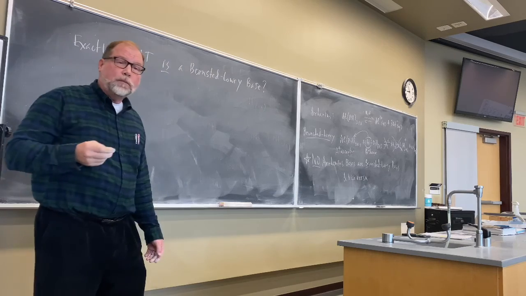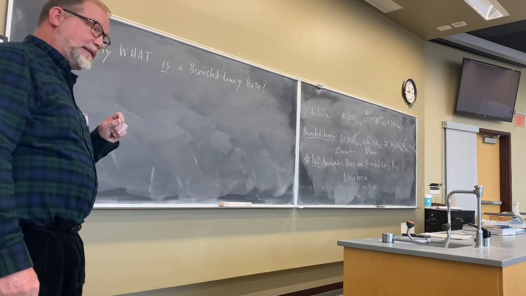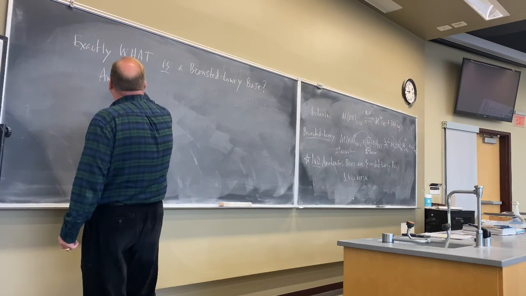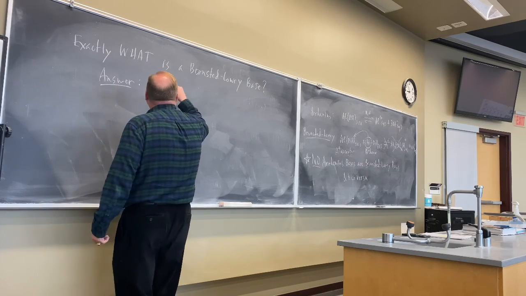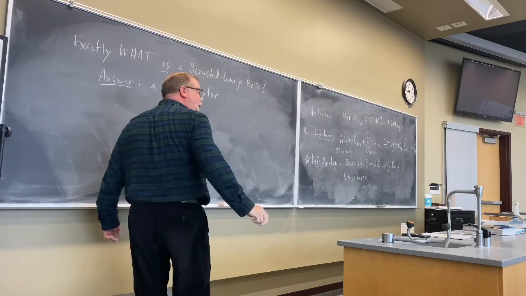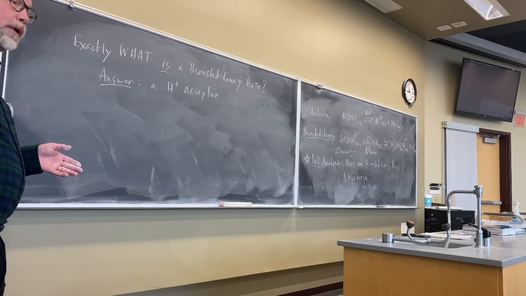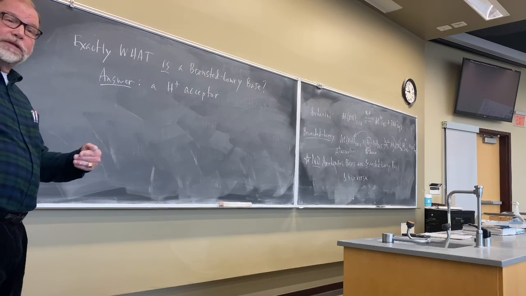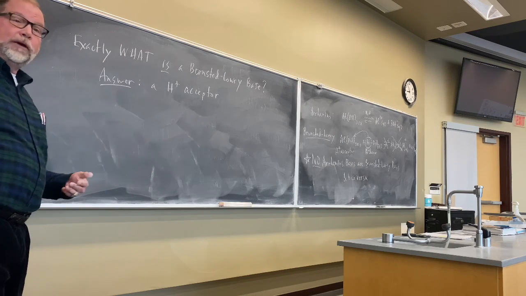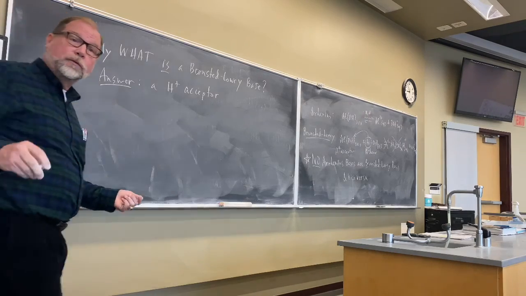To answer this question, we go back to the fundamental definition. A Bronsted-Lowry base has got to be a proton acceptor. Now, there's a lot of information built into this. The proton carries a positive charge. Therefore, for a substance to act as a Bronsted-Lowry base, it has to be attracted to that positive charge. And of course, what's more attractive to a positive charge than anything else? A negative charge.